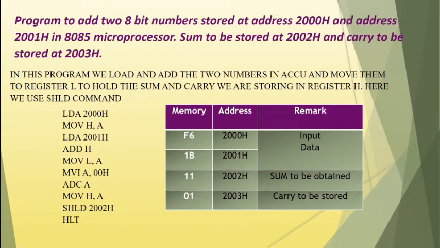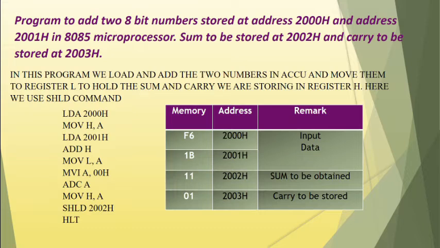Once again, we are going to see the program to add the two 8-bit numbers which are stored in memory location 2000H and 2001H in the 8085 microprocessor. The sum is to be stored in 2002H and the carry is to be stored in 2003H. Now in this program we are going to load and add the two numbers in the accumulator and move them to register L.